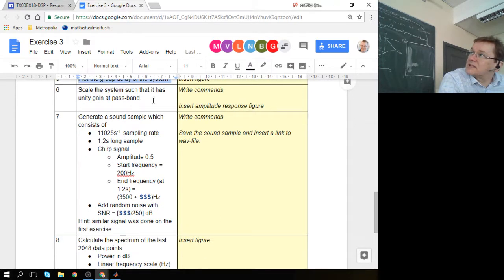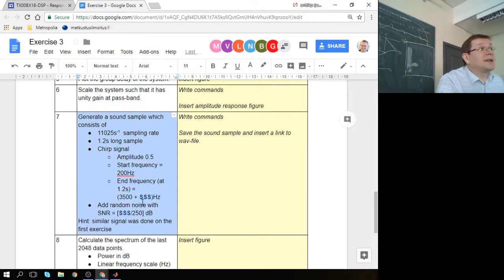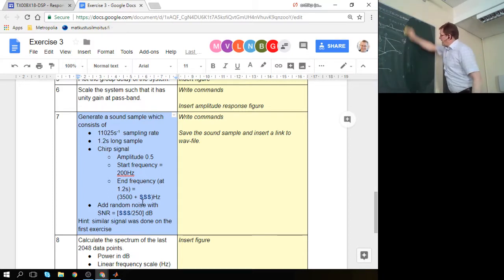Scale the system. Okay, wow, that's fun. Even more stuff. So scaling, we had the scaling previously also. And then we have generating a sound sample just for fun. By the way, decibels. You really need to review the decibels. There are lots of errors on that part.